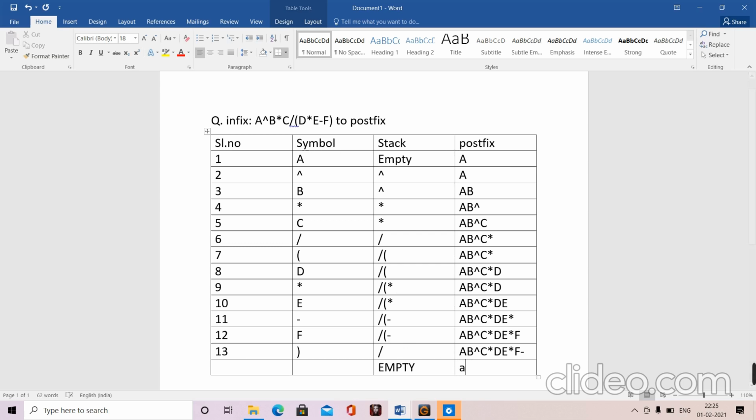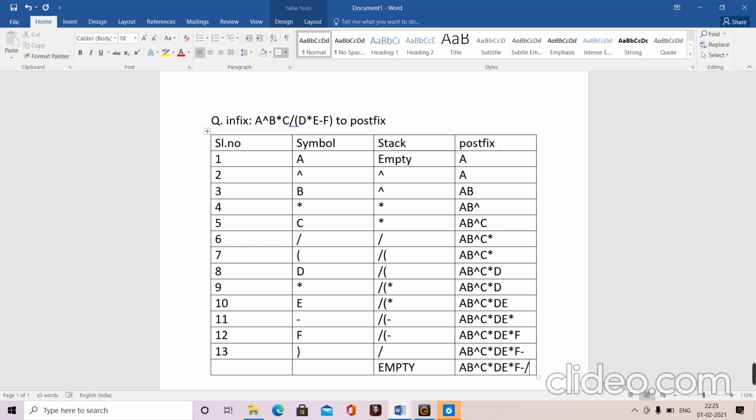So we will have A, B, C, then D E F, minus, and then the division. So this is one example of infix to postfix.